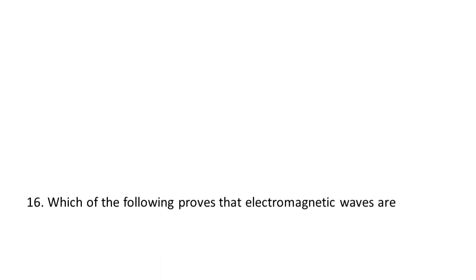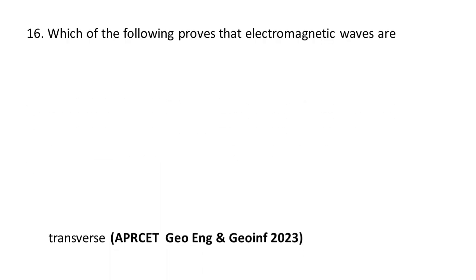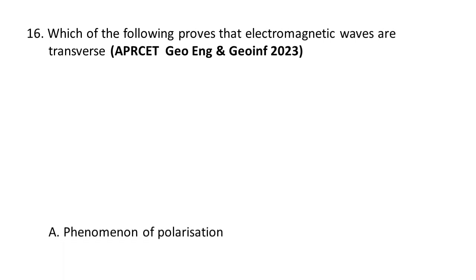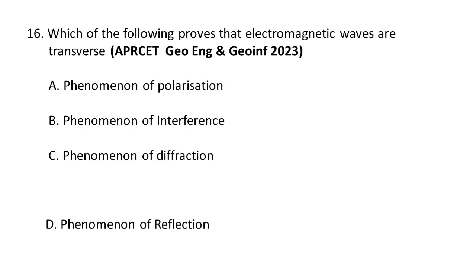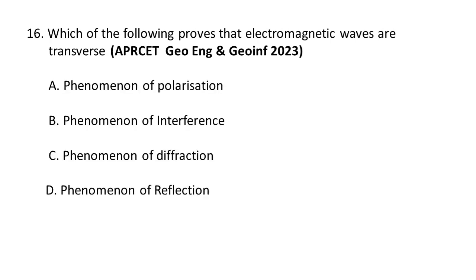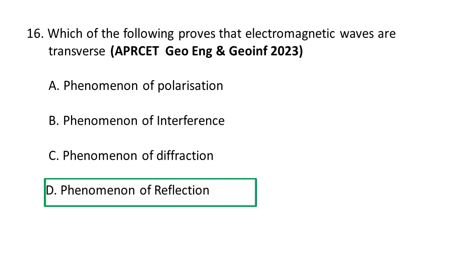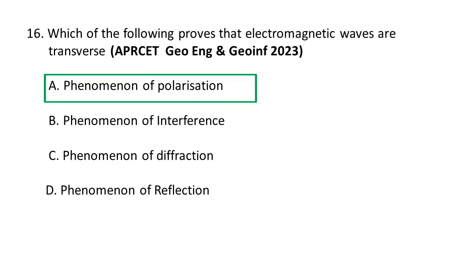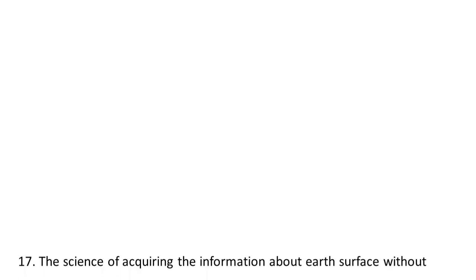Next question. Which of the following proves that electromagnetic waves are transverse? A. Phenomenon of polarization, B. Phenomenon of interference, C. Phenomenon of diffraction, and D. Phenomenon of reflection. So the correct option is A. Phenomenon of polarization, and this proves that light has a transverse nature. Polarization is the process of changing unpolarized light into polarized light.